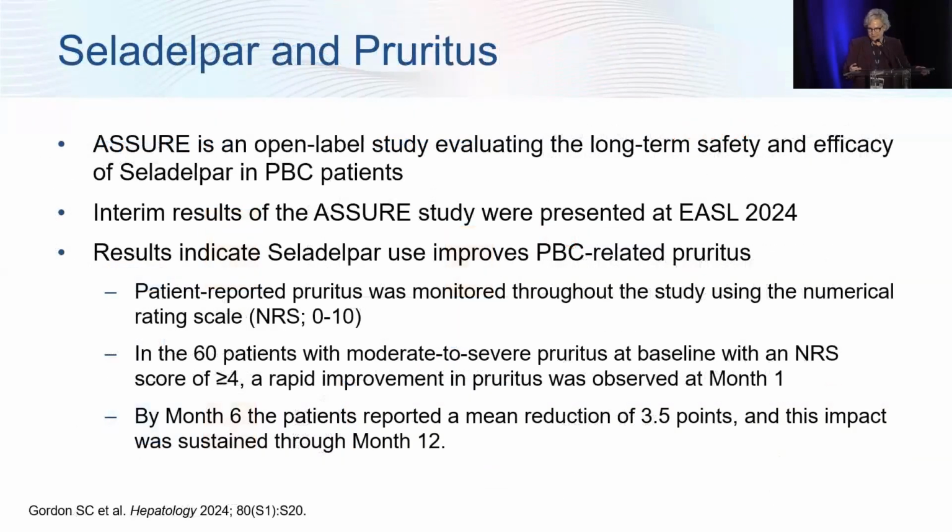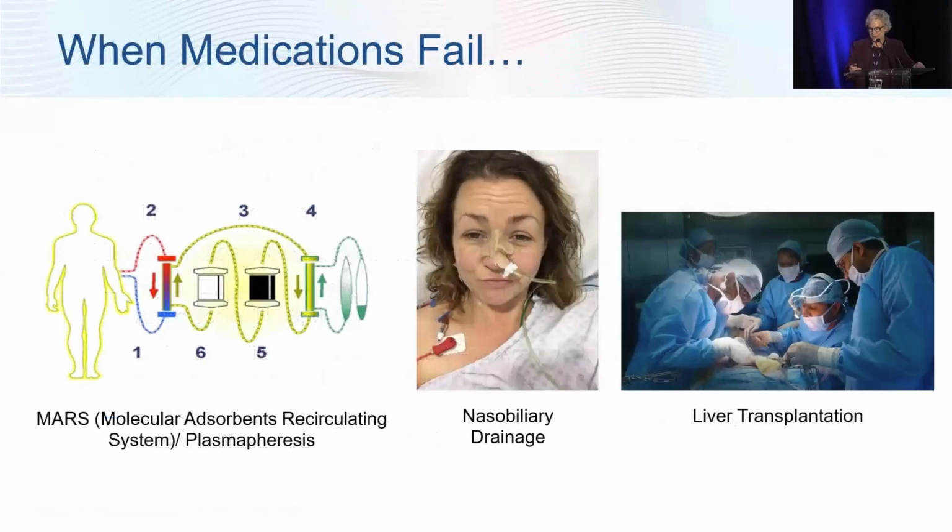So what about seladelpar and pruritus in their ASSURE open label study that looked at long-term safety and efficacy of seladelpar in PBC patients? Well, in the 60 patients with moderate to severe pruritus at baseline with an NRS score of 4 or higher, rapid improvement was observed at month 1. And by month 6, the patients reported a mean reduction of 3.5 points. And this impact was sustained through month 12. So this data was presented at EASL. There's probably newer information now.